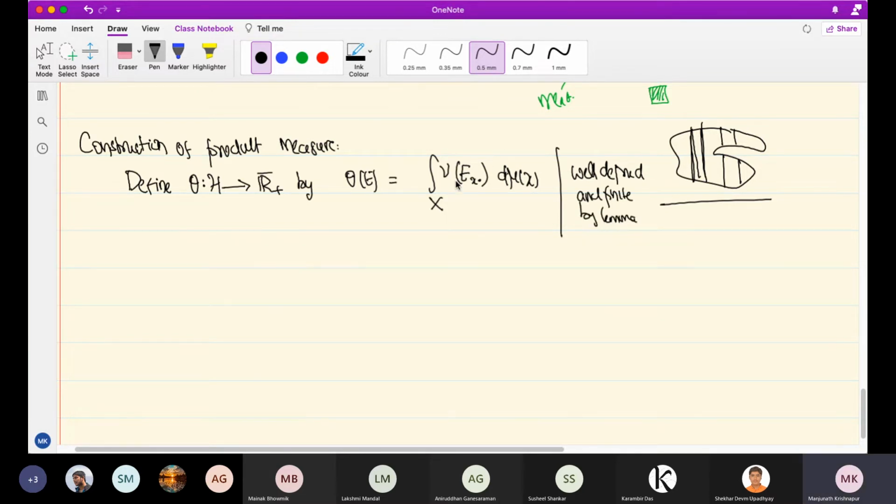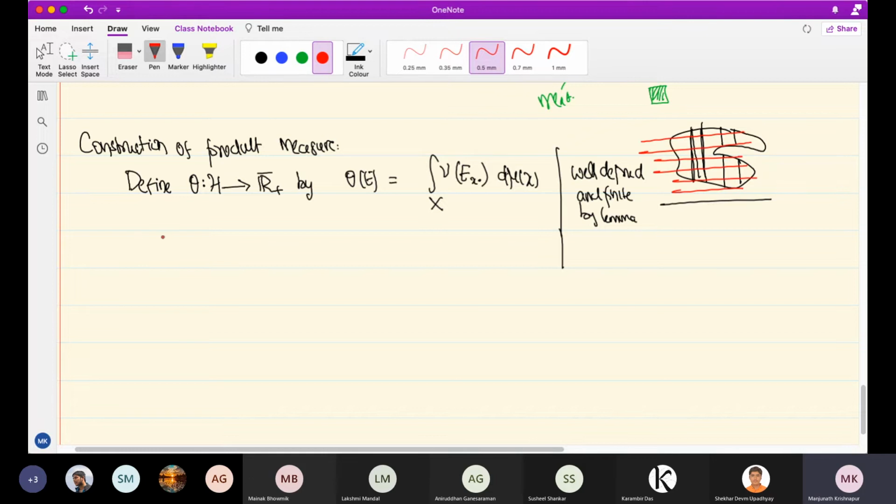This is well defined and finite by the lemma, because nu of E_x is bounded by, let's say the mass of nu is 1 and the mass of mu is 1. So this is at most 1, and the integral of 1 is at most 1. So it's all finite. We can also do it the other way. Instead of doing it like this, we could have used the horizontal sections.